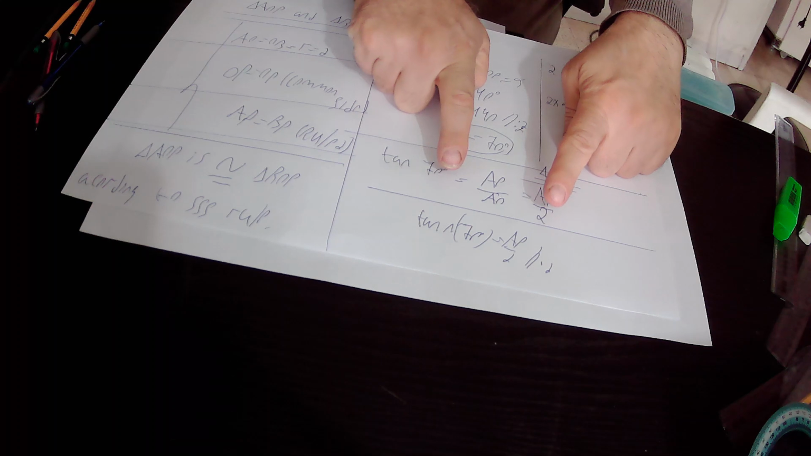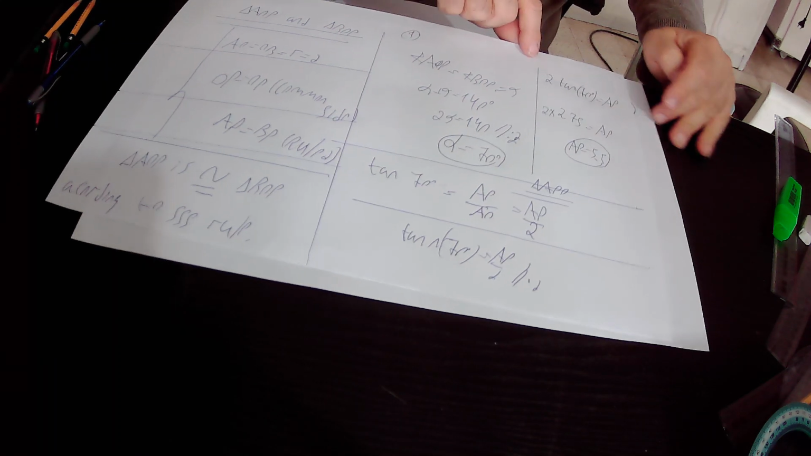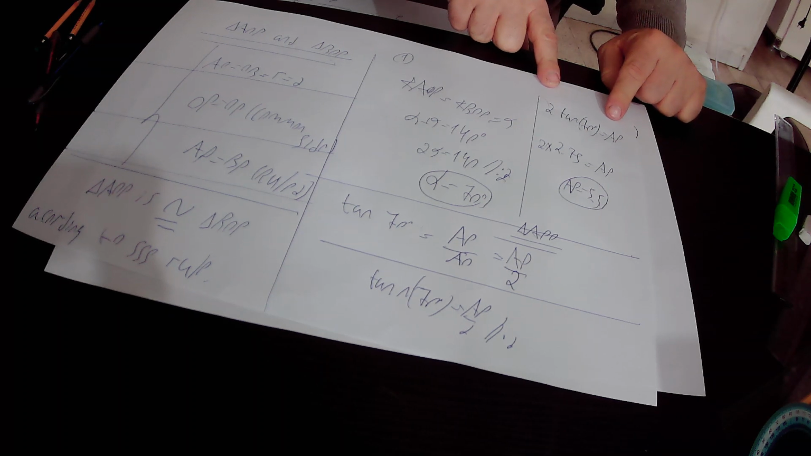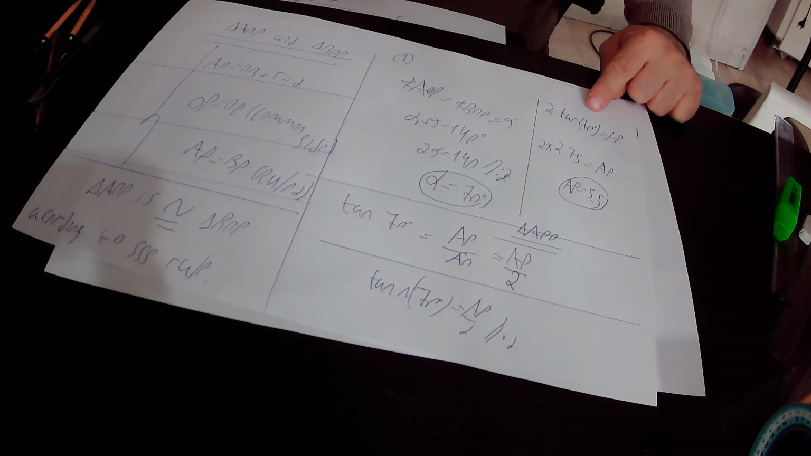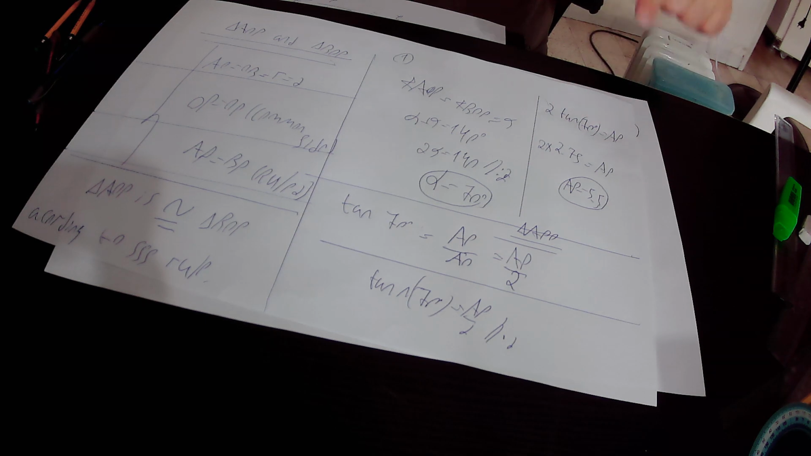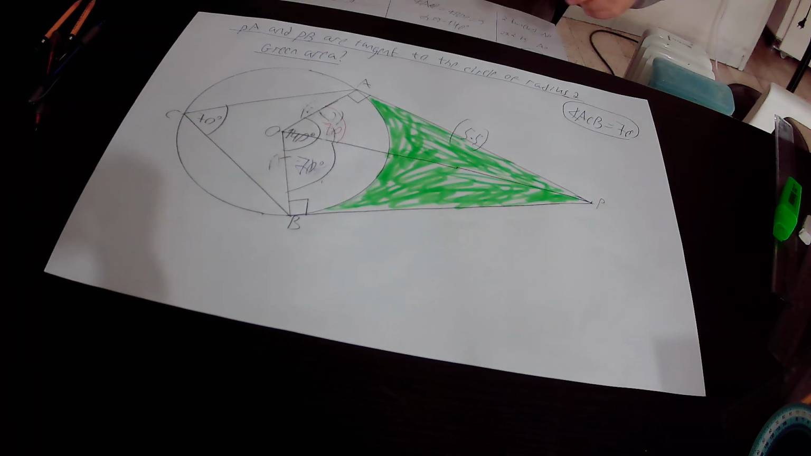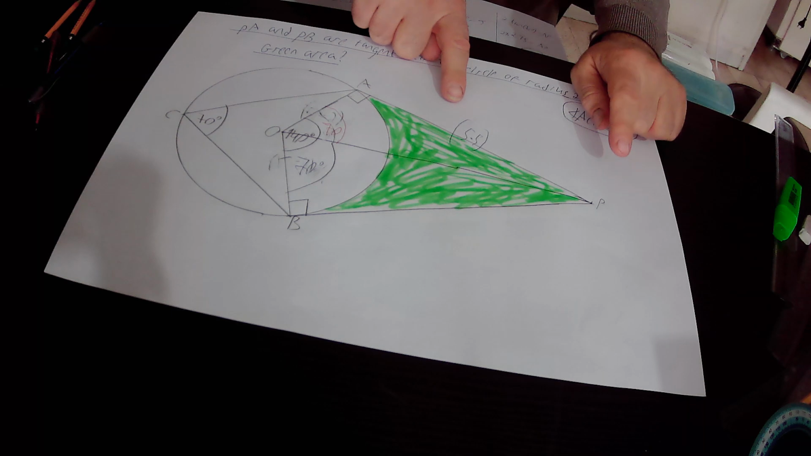We multiply this equation by 2 and find that 2 times tangent 70 degrees equals AP. Tangent 70 degrees is 2.75. So 2 times 2.75 equals AP. 2 times 2.75 is 5.5. So in conclusion, we found that the length of side AP is 5.5 units.